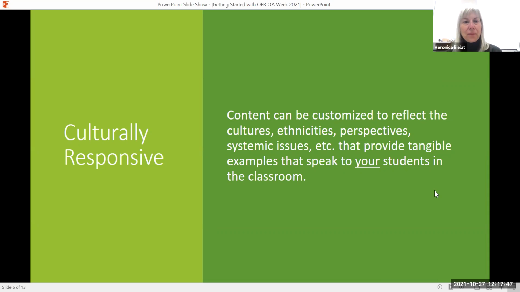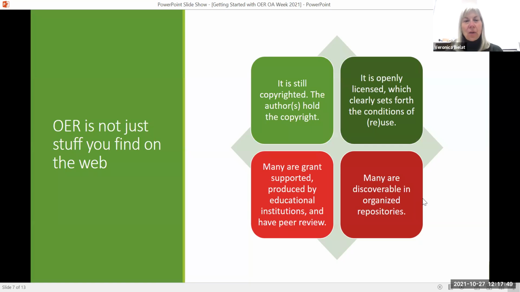So let's talk about what open educational resources is not. And open educational resources are not just stuff you find on the web.